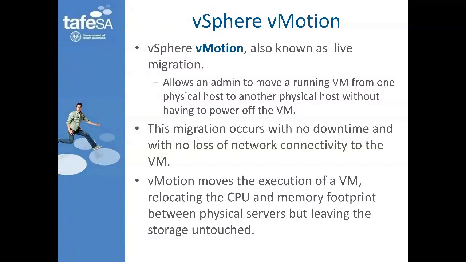Okay, VMware vMotion moves the execution of the VM, relocating the CPU and memory footprint between physical servers, while leaving the storage untouched. You probably think, how does it leave the storage untouched but move the virtual machines? If it's running on this ESXi, how do we move it there without moving the storage? Because all of these beautiful features rely on the fact that there's shared storage.